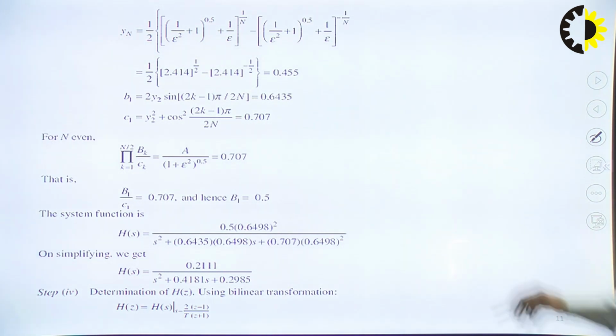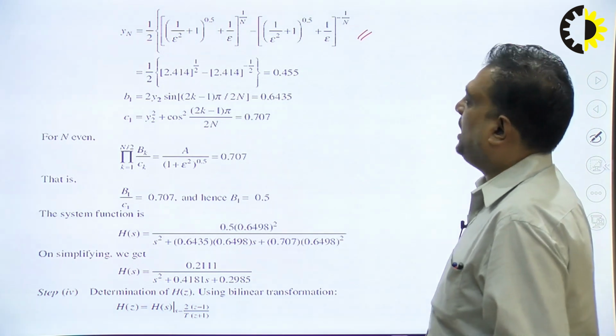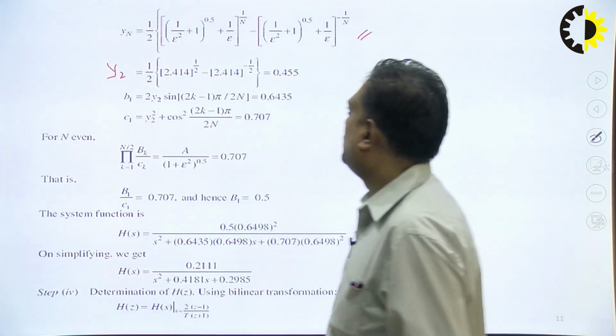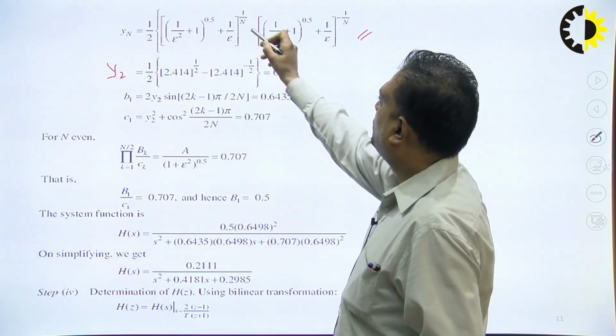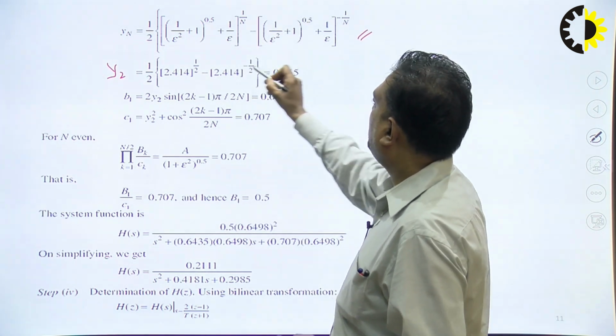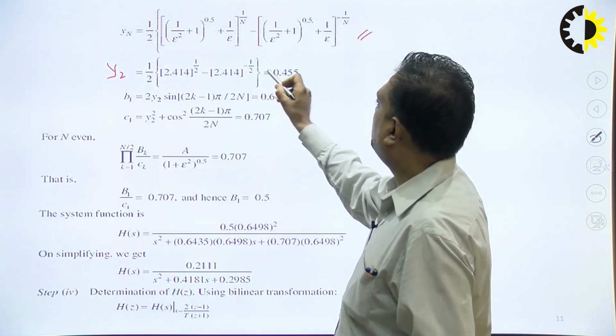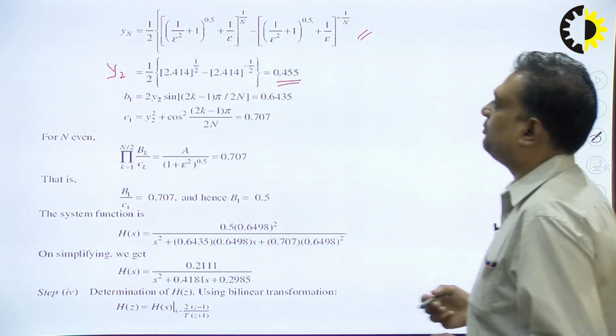So Yn, according to this expression we will calculate, and here n equals 2. So we are calculating the value of Y2. Y2 means n will be 2. So you put the value of n equals 2 here, 1 by 2 times the difference, and you will find that Y2 is 0.455.